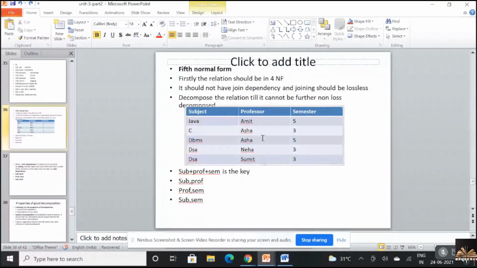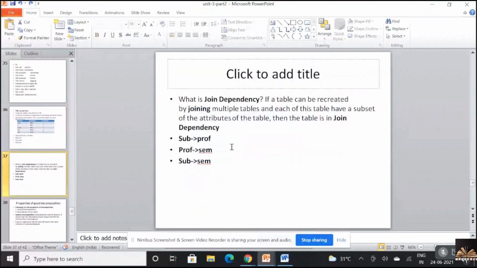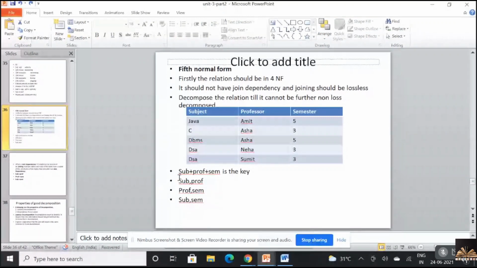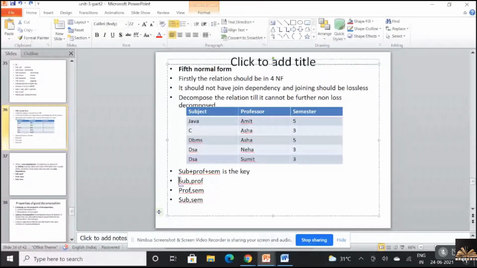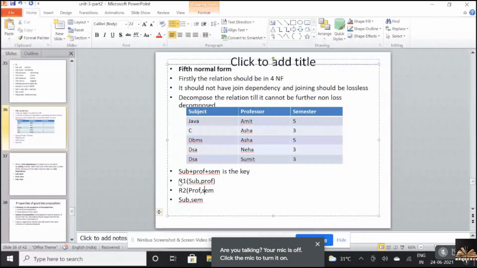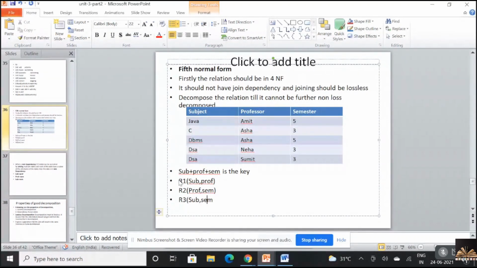But here I can blindly say, ma'am, subject determines professor. That is what I told you. Subject determines professor. So my one piece would be subject and professor. This is my R1, subject comma professor. Next, R2 is professor comma semester, based on the relations that I got. And lastly, R3. R3 is subject comma semester. So these are the three things that make up the original relation R.